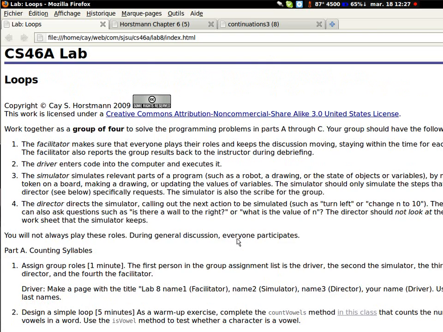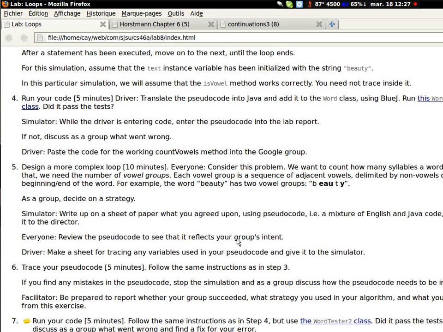The first algorithm is very simple. I just want you to figure out how can you count how many vowels are in a word. So if you have, say, the word Mississippi, then your method should say 4. Should it? Yeah. But that's the easy task. The harder task is I want you to know how many syllables there are.